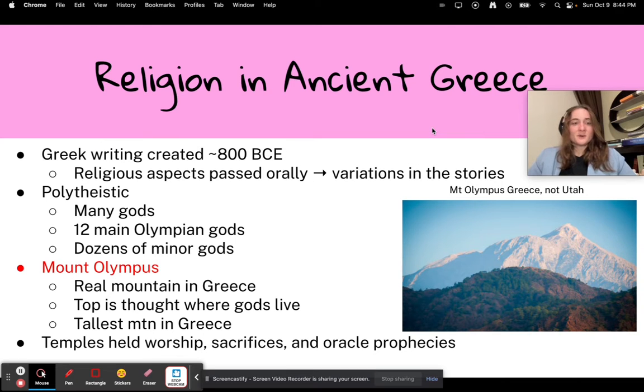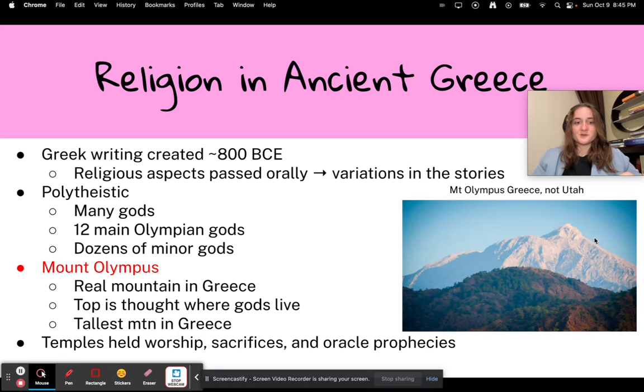So Greeks were polytheistic, like we talked about quite a few times now. That means many gods. There are 12 main Olympian gods, and then there's dozens of minor gods. I tried to Google them all, but there's a lot. There's also Mount Olympus. That is actually a real mountain in Greece. Until I was in high school, I thought it was fictional. No, it's real. It is thought that's where the gods live, on the top of the mountain.